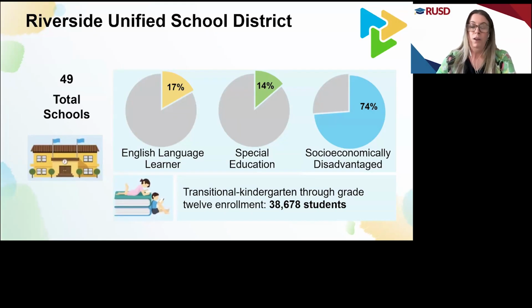In my district, we have 49 schools and more than 38,000 students. Of that, our English learners make up 17%, while our special ed population is 14%. 74% of our students are socioeconomically disadvantaged.